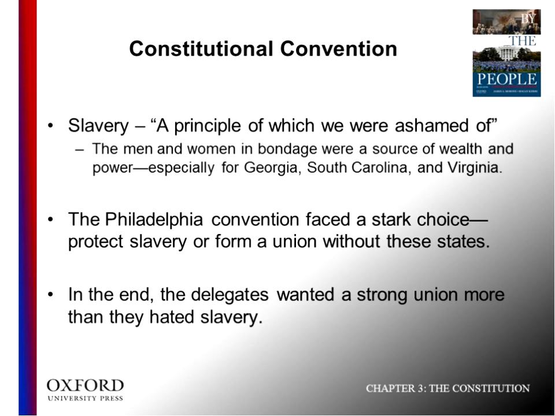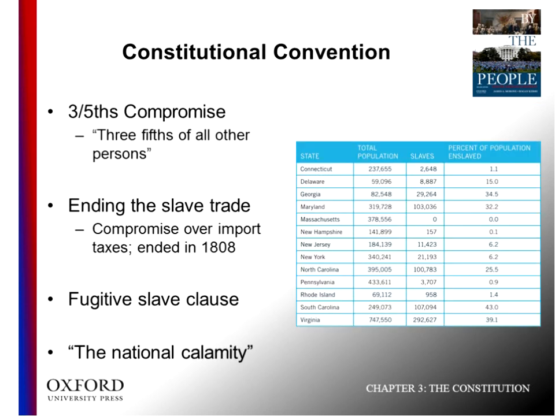So in the end, what did our delegates do? They wanted a strong union. And their desire to have a strong union to survive as a country was more important than the hate that they had for slavery. So in the Constitutional Convention, they came up with a number of compromises. The first was the Three-Fifths Compromise. And I want to make something very clear here.